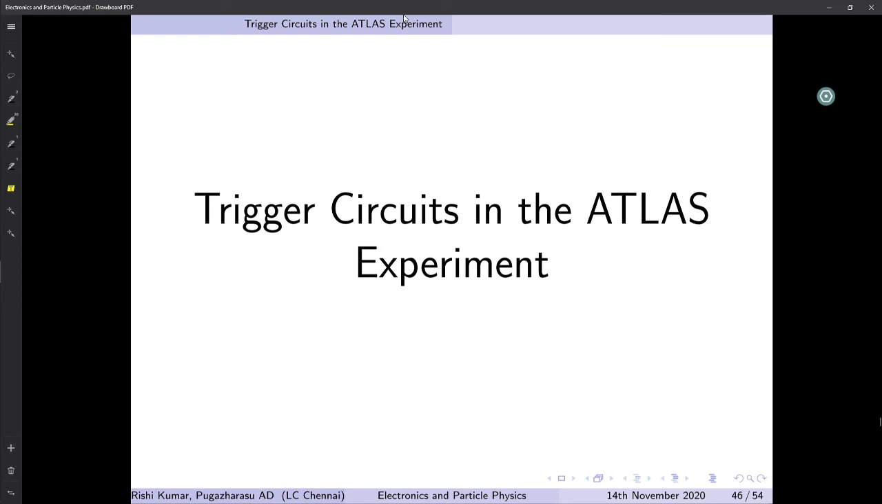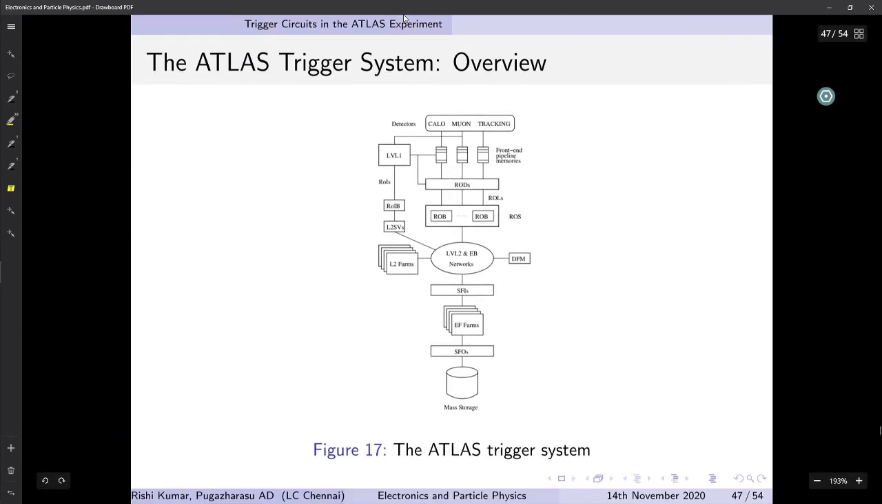ATLAS, as I said earlier, is one of the 3 experiments right there. Let's actually look at an overview of it. It's not as simple as the schematic we saw earlier. Let me break down each of these acronyms.